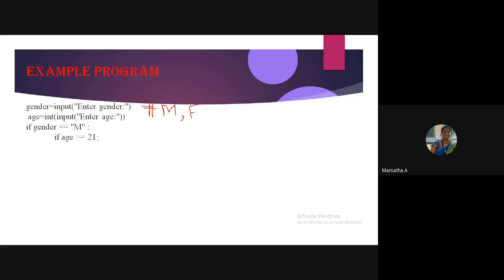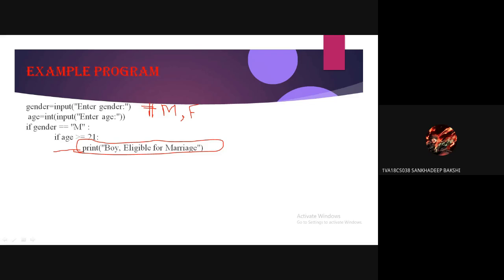Yes, students? Yes, ma'am. Okay, what should I print if his age is greater than 21? Print eligible for marriage. Print that boy is eligible for marriage. Yes, he is eligible. And you can see here the indented block, because this is a block to be executed only if what is true. This block will run if age and gender are as per our requirement.